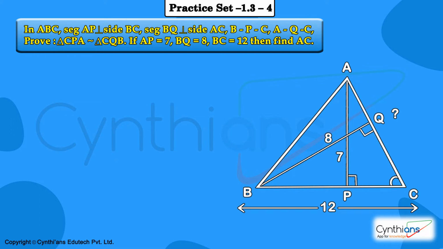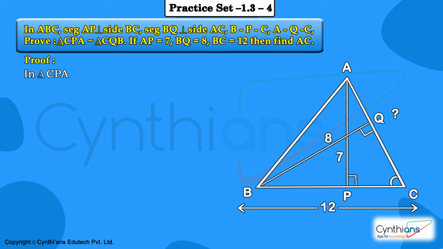Let us look at both the triangles. The first triangle is CPA. In that triangle, angle CPA is 90. The second triangle is CQB. In that triangle CQB, angle CQB is 90. And since only angles are given to us, the only option is the AA test of similarity. So let us start with the proof.